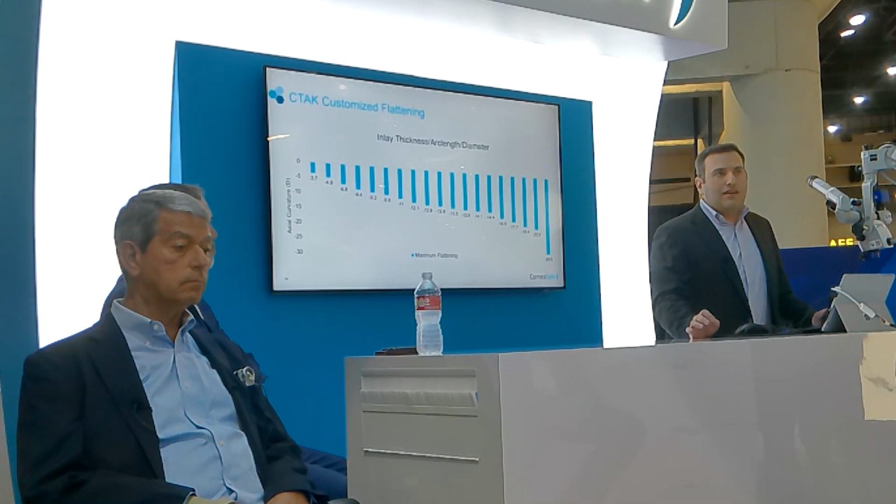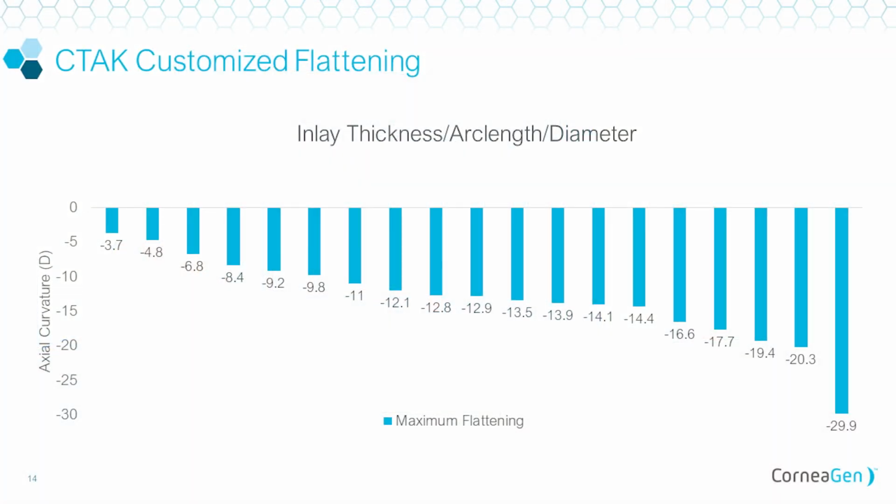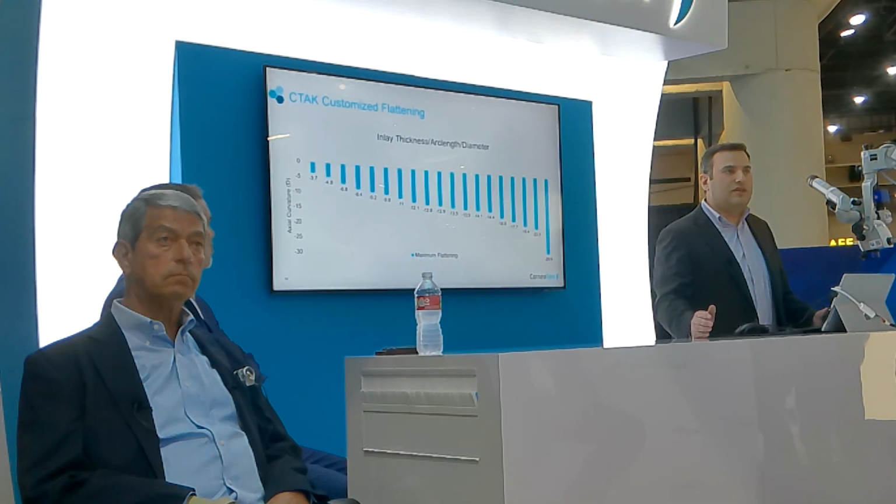But the key with CTAK is the customization. It's not that we're looking to get every cornea to flatten by 16 or 20 diopters. We're not. We're looking to get corneas to flatten to make the cornea more symmetric. So when we look at the 21 patients we treated, you can see that we flattened corneas from anywhere from just under 4 diopters to as much as 30 diopters. And it's this customization that's really the key.